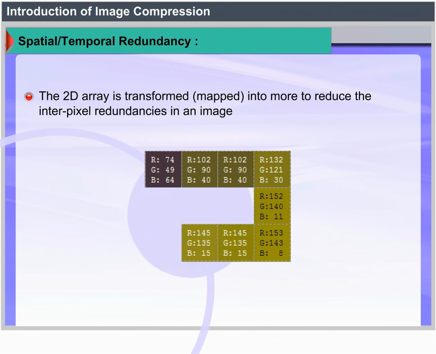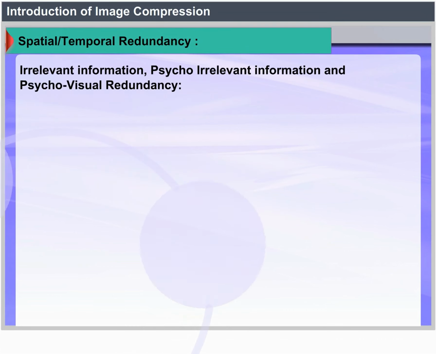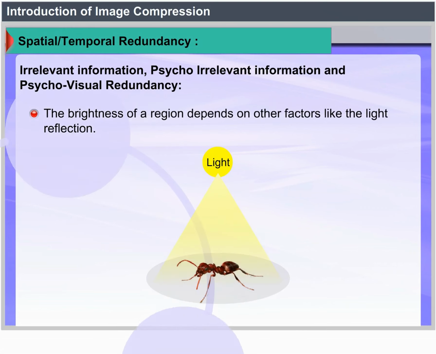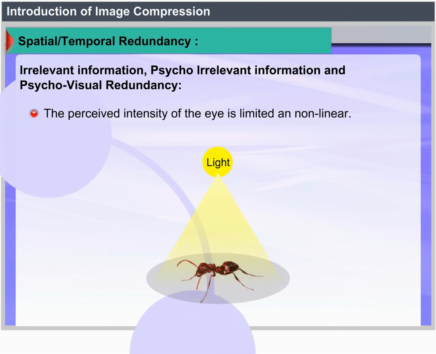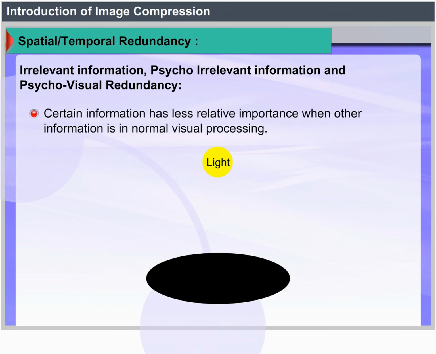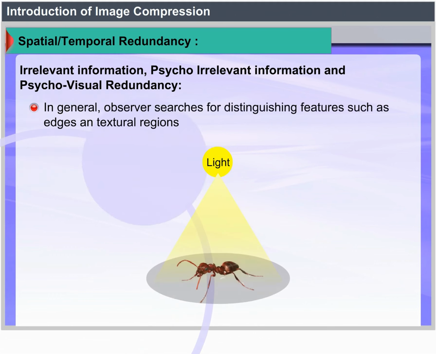Irrelevant information and psychovisual redundancy. The brightness of a region depends on factors other than the light reflection. The perceived intensity of the eye is limited and nonlinear. Certain information has less relative importance than other information in normal visual processing. In general, the observer searches for distinguishing features such as edges and textural regions.